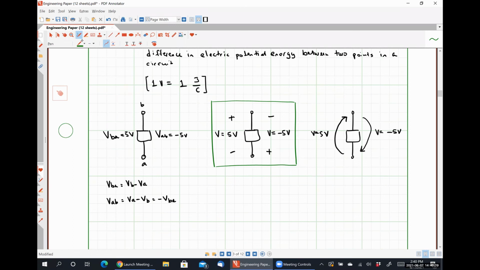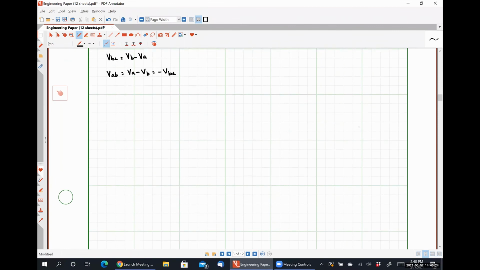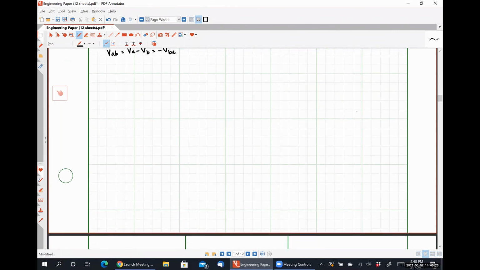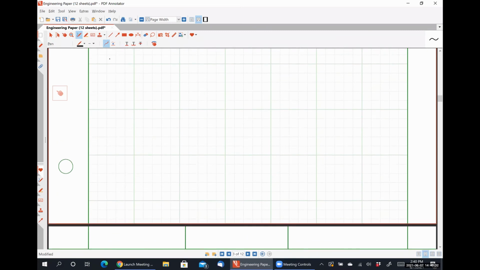All right. So we are going to be dealing with lots of different types of voltage sources in this class. All right, the first one is the one that you're likely the most familiar with.